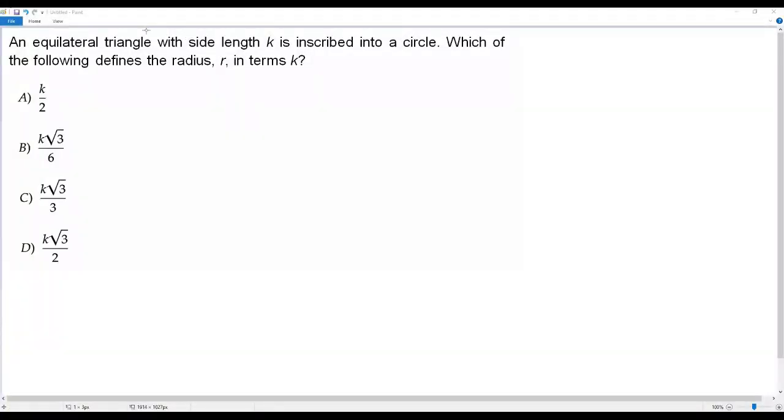Here we have a SAT math question. Okay, let's go with the information. An equilateral triangle with side length K is inscribed into a circle. Which of the following defines the radius R in terms of K?